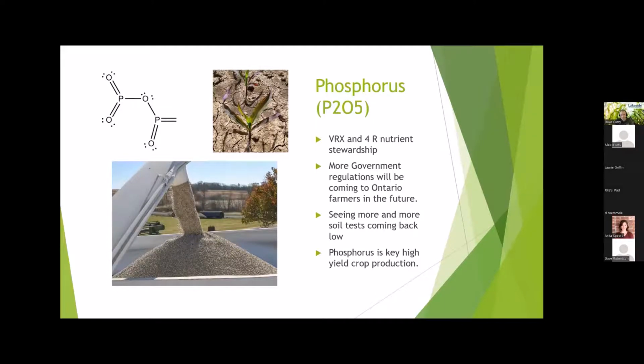Yet in general, from the soil tests I see, they're usually coming back low in phosphorus and below that optimal number. So it's not like farmers are even excessively spreading phosphorus. And we know we need to spread phosphorus to grow crops. It's a key nutrient in high yield production.